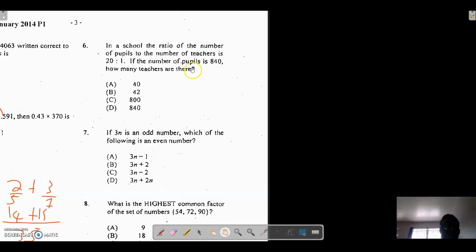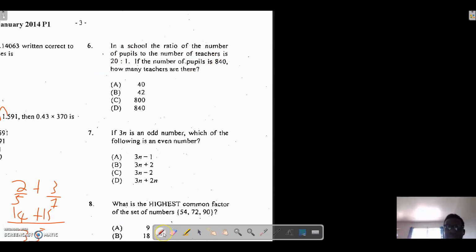But there's an easier way to look at it. All we need to really do is to find out how many 20s we can get out of 840, because for every 20 students, you have 1 teacher. So all I simply need to do is divide 840 by 20. So we go 840 over 20, and we use the zeros to cancel out. We can say 2 into 8 is 4, and 2 into 4 is 2, which makes it 42. So the answer to 6 is actually B, 6B.